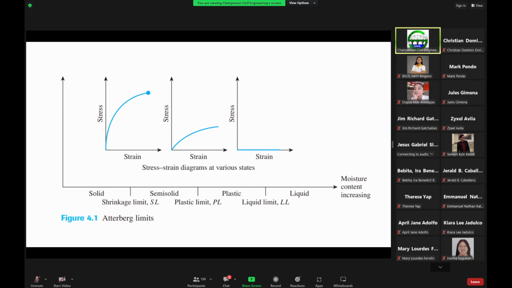So that means that from the shrinkage limit to the plastic limit and to the liquid limit, you have an increasing moisture content. So again, the shrinkage limit, the plastic limit, and the liquid limit are what we call the Atterberg limits, named after the Swedish scientist Atterberg.